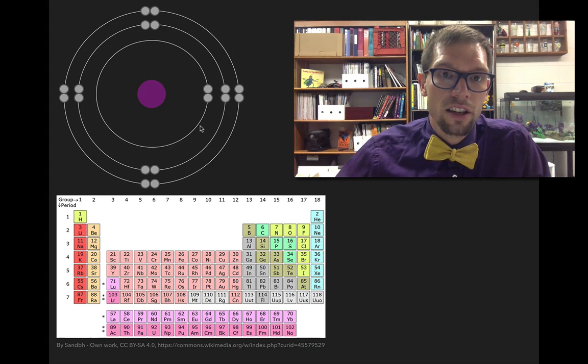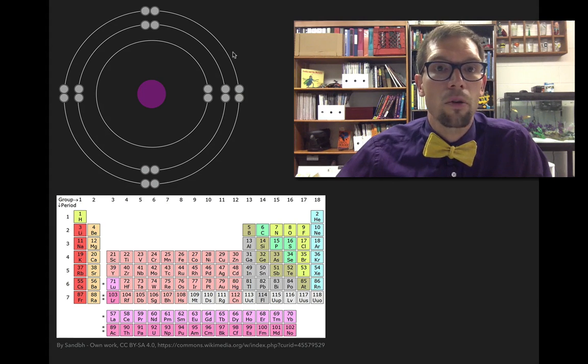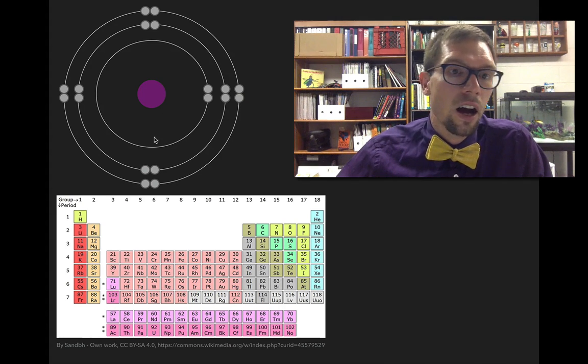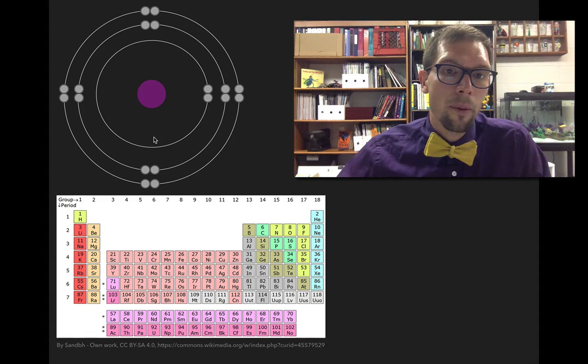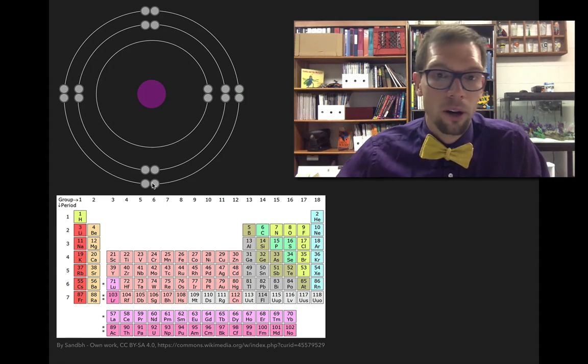Now the first energy level can hold 2 electrons. The second one can hold a total of 8 electrons, and then the third one can also hold a total of 8 electrons. The inside energy levels will always be filled first, and then you will work your way to the outside. And elements want, you should say that in quotation marks, but they want their energy levels to be filled. So they'll try to fill them in one way or another, and that's how we'll get the different chemical bonds.